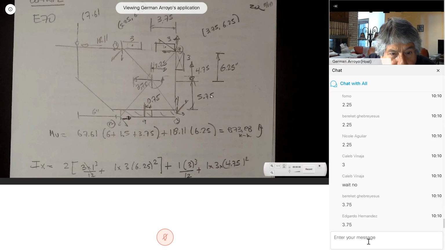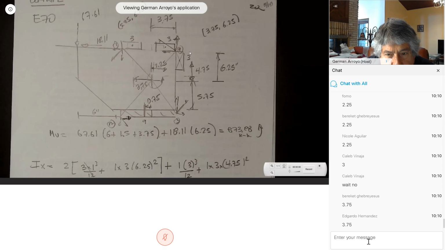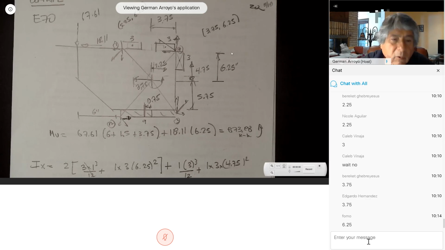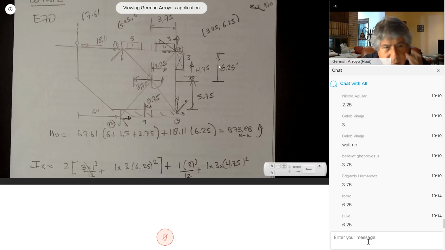And the distance from here to here is also the distance from here to this line, and from here to this line. The distance from this axis to this line is what? Anybody? Distance from here to here is what? Distance from here all the way to the top, write it down. Number 6.25. So we already had the geometry.